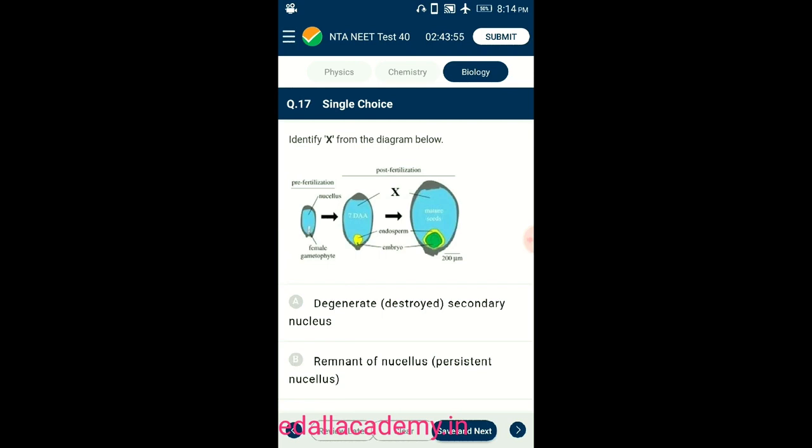Question number 17. Identify X from the diagram given below. Nucellus is diploid nutritive tissue present in the ovule. It provides nutrition to the developing embryo sac. In most ovules, nucellus is completely consumed during the development of embryo sac. In some ovules where the nucellus is abundant, it persists even after the development of embryo sac. These remains of nucellus are called perisperm.